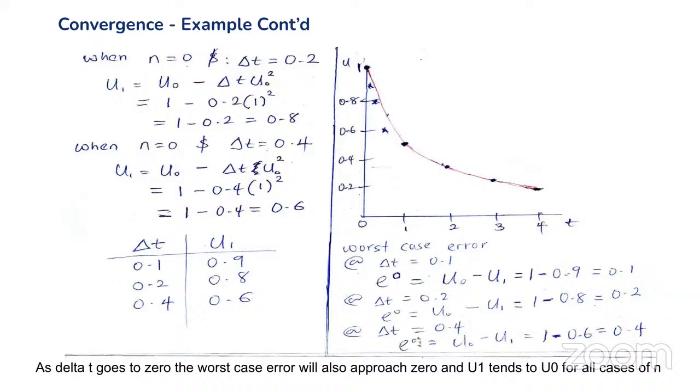Okay, so we can do that for the other times when t equals 2 and 3 and 4, as many times as you like, just so that you can see the convergence of the method clearly shown there.